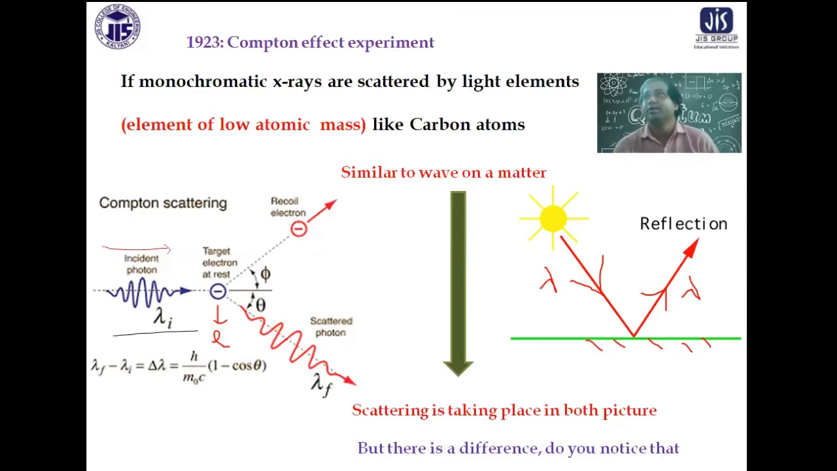So whatever you're thinking, that a wave is coming in and I should get a scattered beam, that is happening. But is everything okay? Scattering is taking place in both pictures. On the right hand side, ordinary light is getting reflected, so it's a scattering phenomenon. On the left side, it is the X-ray getting scattered. The question is, are these two pictures the same? Because in both cases scattering is there.